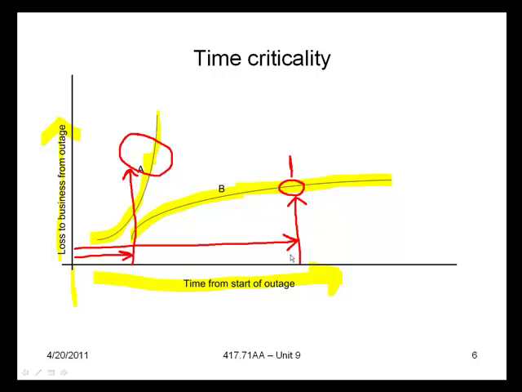So if you've got a process that follows this curve, where the losses just very gradually mount over time, and where this is the business critical loss area here, then you'll want to choose this sort of recovery option. And this option could be a cold site, for example.